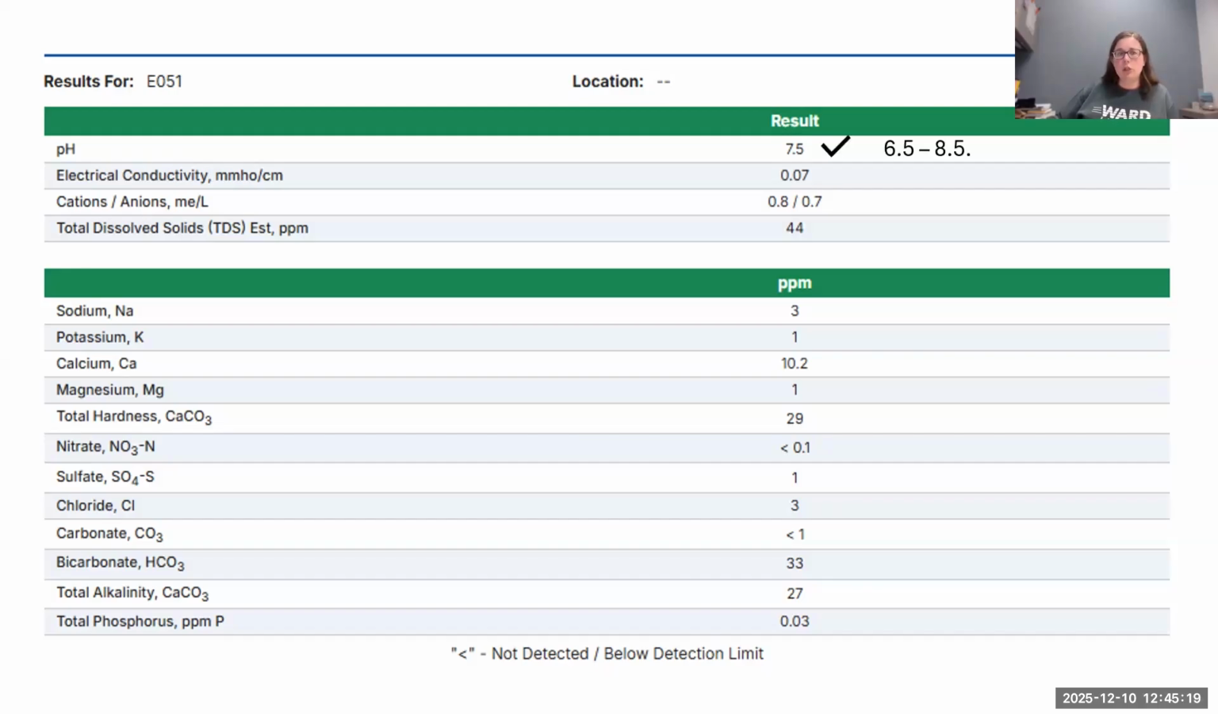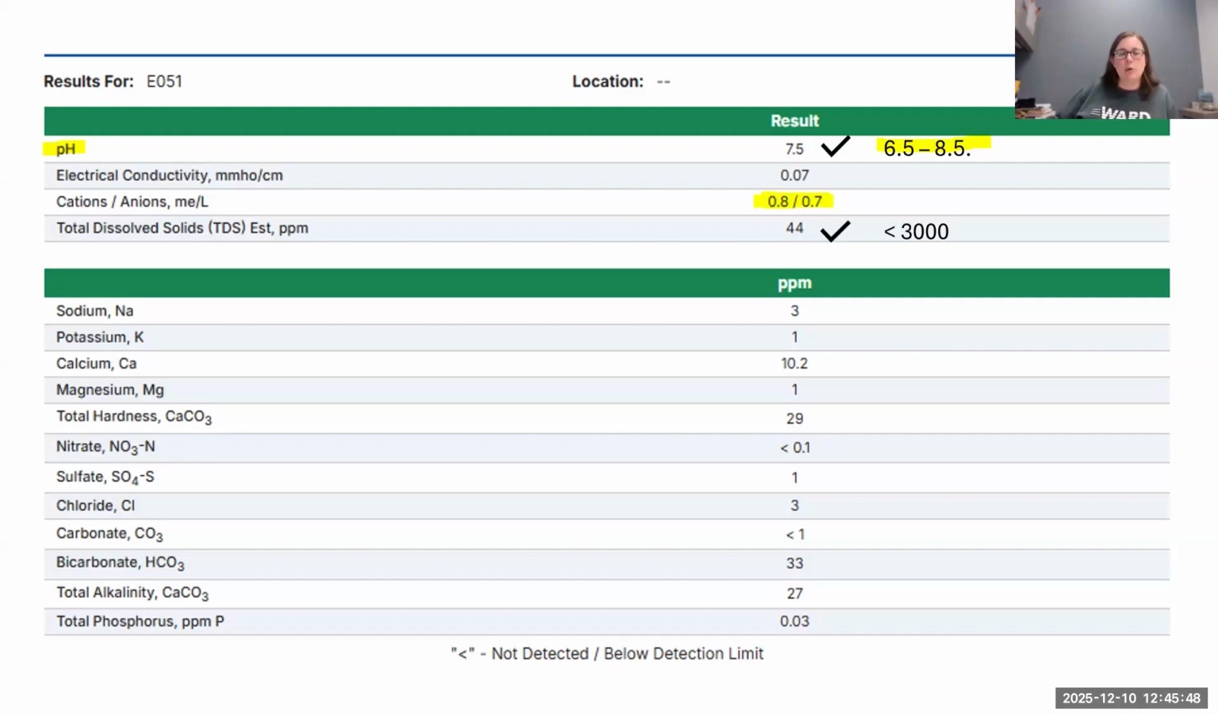So first thing we're going to look at on the report is the pH. So we want it to be within a biological range, right? So 7.5. This is the ideal range right here that I pulled off the Ward guide. So that looks really good. This EC and cation anion balance, these are kind of quality control. So you want them to be pretty similar. So 0.8 and 0.7, that looks good.